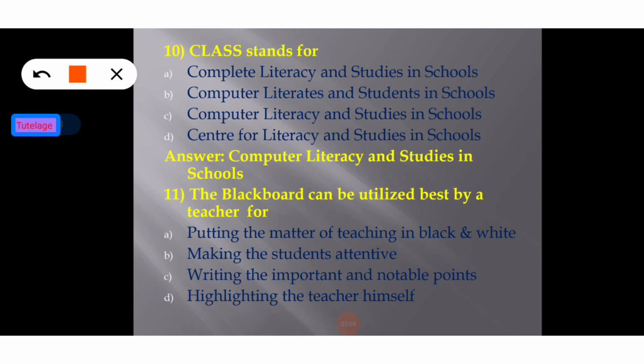So option number C is the correct answer. C for computer, L for literacy, A for and, S for studies, and the second S is for school. So computer literacy and studies in schools is the full form of CLASS. So option number C is the correct answer. So now move on to the next question.